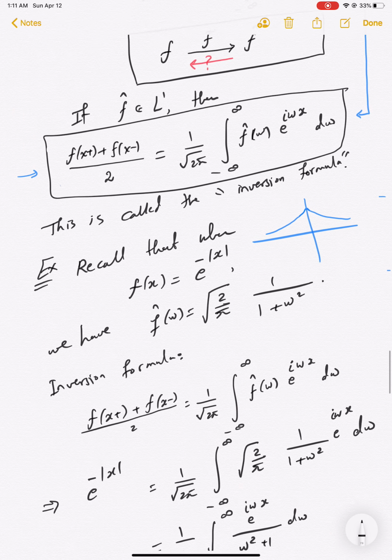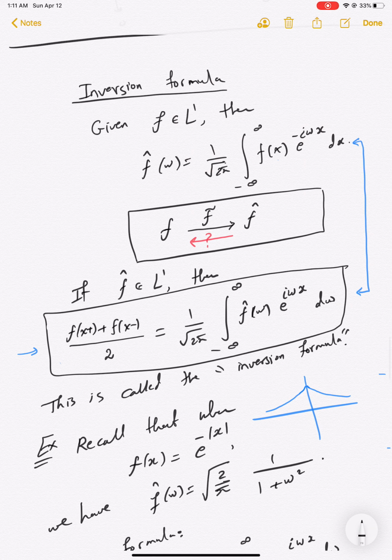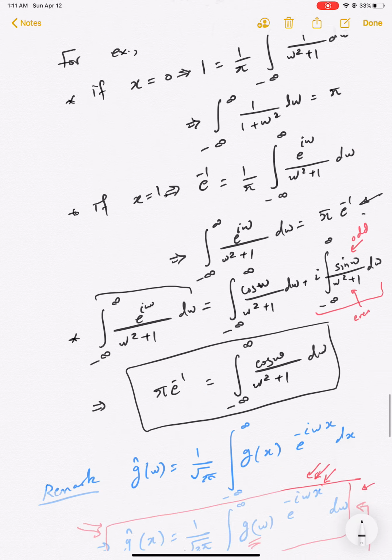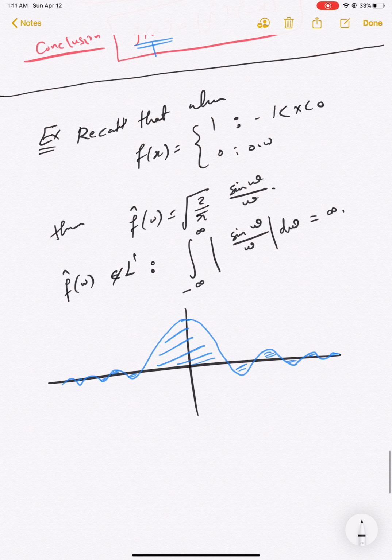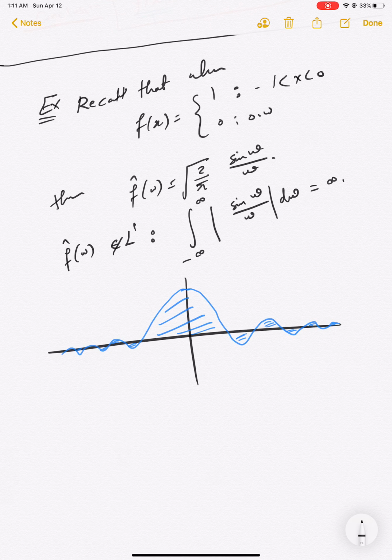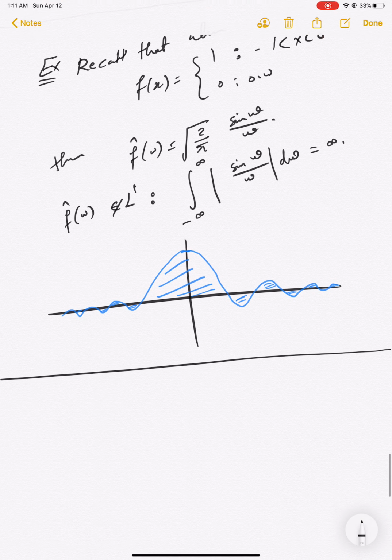we said f hat has to belong to L1. It must be absolutely integrable in order to apply the inversion formula. But in this function, I can't apply the inversion formula because the function is not absolutely integrable. I wanted to mention this in case we needed to apply the inversion formula for this function. You can't, okay? However, we will do another trick later to see this integral.